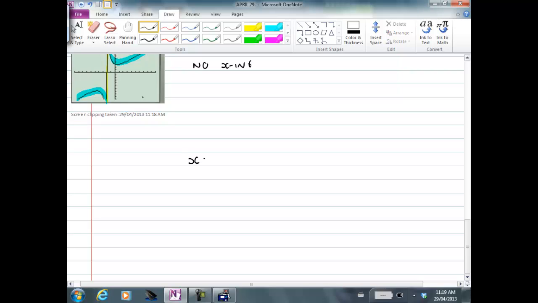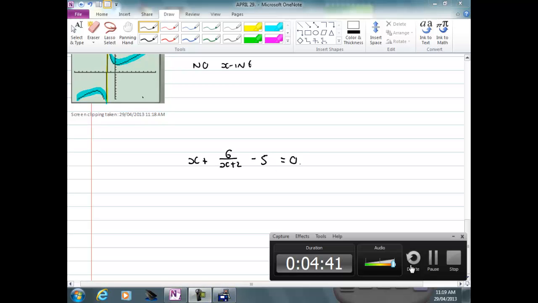(x + 6) over (x + 2), minus, now be careful, I'm going to add in minus 5. And I want to set this equal to 0 because I want to know what the x-intercept is going to be. Again, I'm going to ask you to use your TI-83 and we're going to graph it. I'm going to pause it.